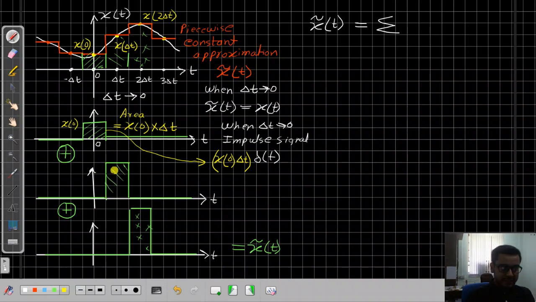Similarly, to represent this signal mathematically, note the height of this signal is the same as this height, which is x(delta t), because this point is delta t. And the width from here to here is the same as delta t. So this is the area.